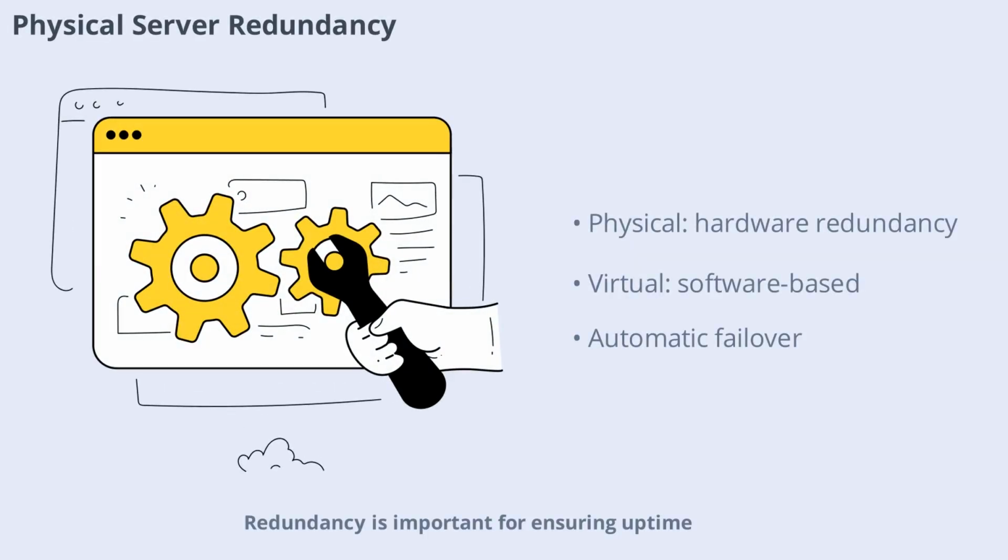Redundancy is important for ensuring uptime. Physical servers can be configured with redundant power supplies, network connections, and storage to minimize the risk of failure. However, this increases costs and complexity. Virtual servers achieve redundancy through software, allowing workloads to move between hosts automatically if a failure occurs.